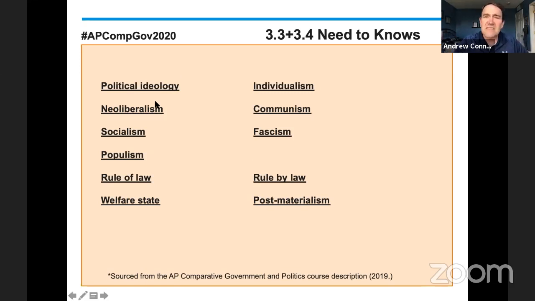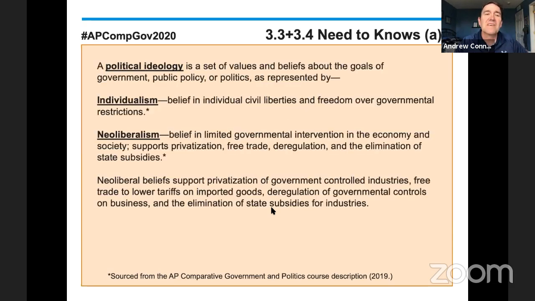So political ideology, again, if you're taking AP US government, you'll be familiar with that. But then we get into some other ideologies that are more specific, referenced in AP comparative, including individualism, communism, socialism, fascism, populism. We'll do a contrast again, I know we've tackled this before, between rule of law and rule by law. You see an appearance of the vocabulary word welfare state in this unit, and also this word post-materialism, which catches a lot of students by surprise. And I'll try to give you an example of what is post-materialism and a policy in a lot of the countries that we study in the 6 countries.